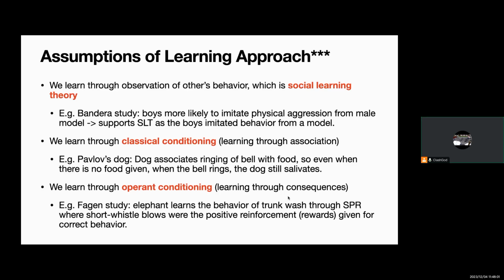The second one is classical conditioning. It's the second type of learning. Classical conditioning is basically about association. The most classic example is Pavlov's dog, which you might have heard of, where a dog associates the ringing of a bell with food, because every time a bell rings, let's say the experimenter gives the dog some food. It associates the ring of the bell with food, so that when the experimenter just rings the bell but does not give the dog food, the dog will still salivate because it thinks that food will be given to it. And that is association.